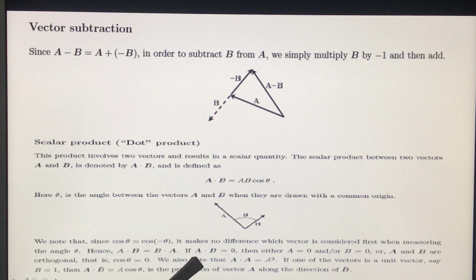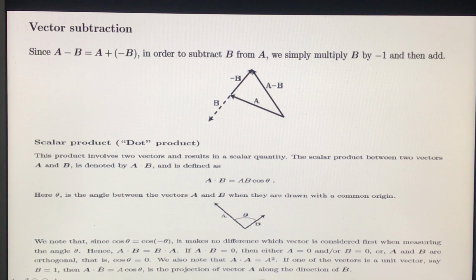And the second condition is that if A dot B is equal to 0, then either A is equal to 0 or B is equal to 0, or we can say that cos theta is equal to 0. That means theta is equal to 90 degrees. So the dot product between two perpendicular vectors is always equal to 0. So this is the third important condition we can derive from the dot product between two vectors.